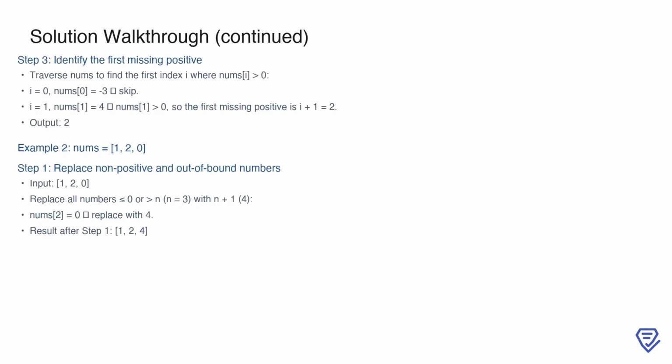In the first step, we again replace numbers that are non-positive or out of bounds. Here, n is 3, so we replace numbers less than or equal to 0 or greater than 3 with n plus 1, which is 4. nums[2] is 0, so we replace it with 4. After this step, the array becomes 1, 2, 4.